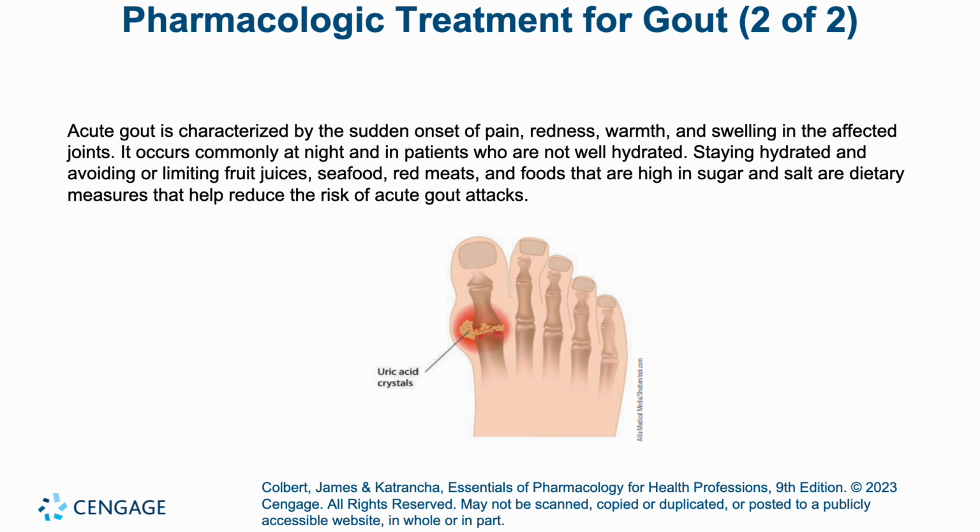So as I said before, staying hydrated, avoiding or limiting fruit juices, seafood, red meat, and foods high in sugar and salt, those are all things that will help to decrease that uric acid formation and decrease gout flare-ups.